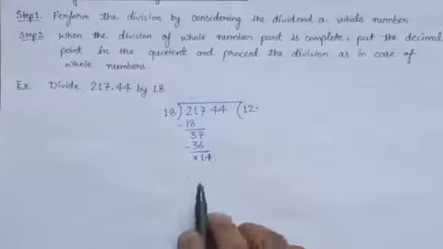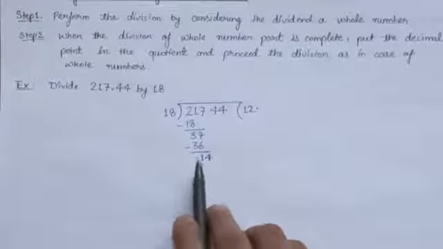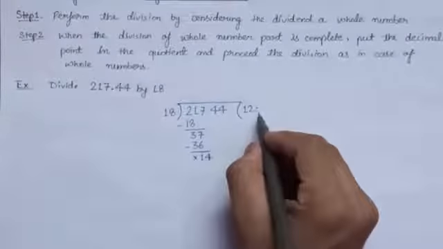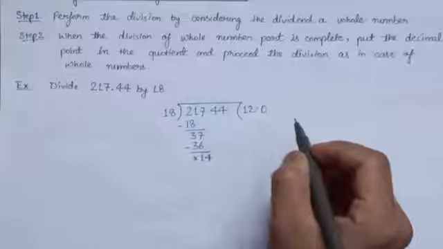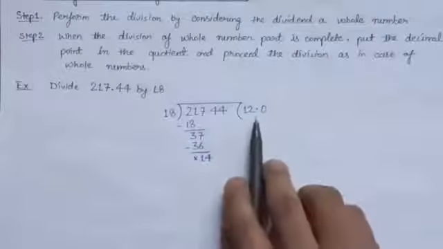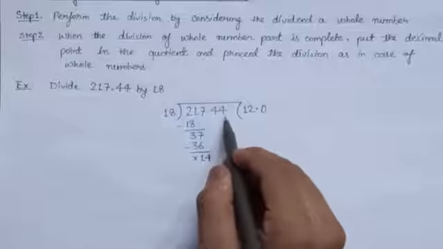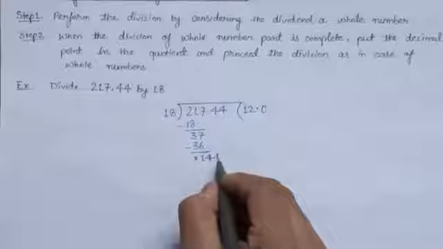Now you can see we have to divide 14 by 18. But you know that 14 is less than 18. So we put a 0 in the quotient on the right of the decimal point. And as we put 0 here, then we can take one more digit from the dividend. So we can write here 4 also.